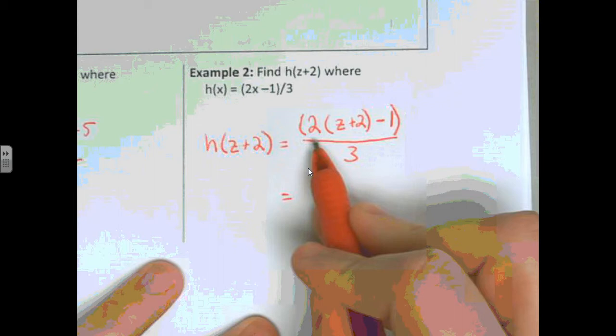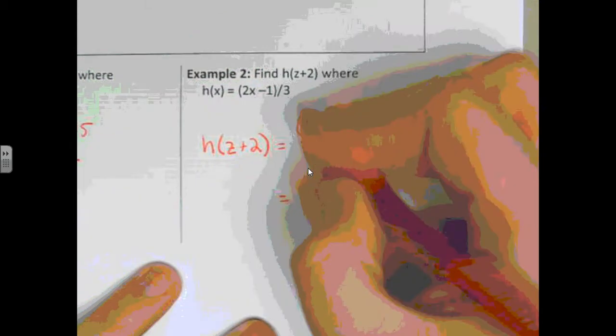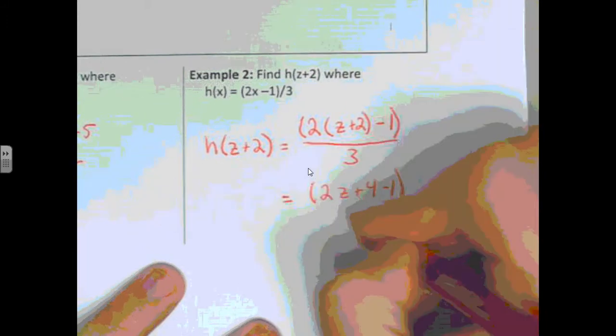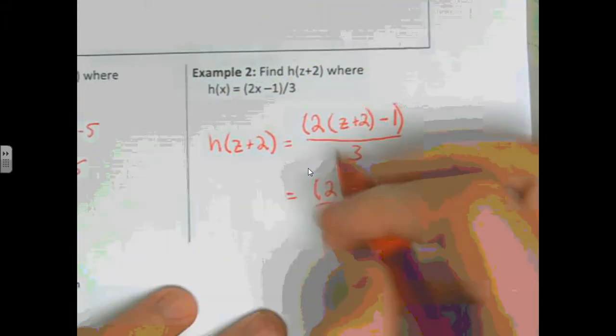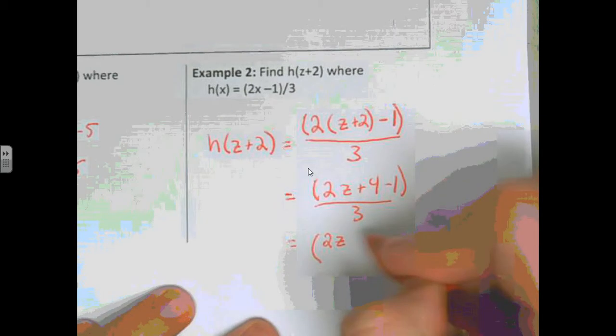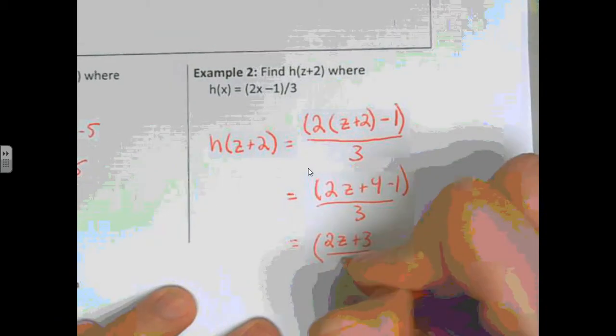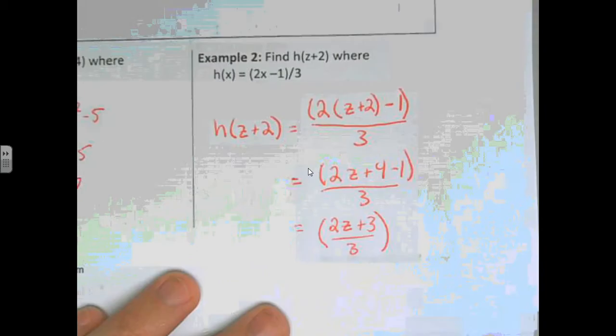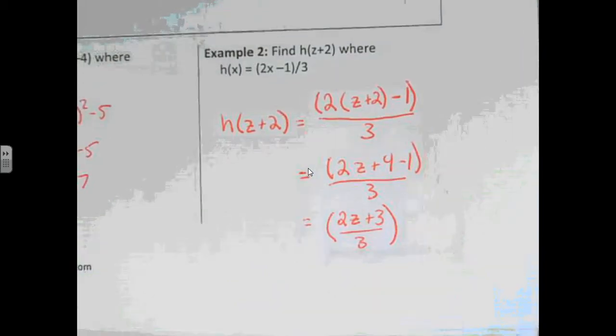All right. So, I distribute that. So, we're going to do 2z plus 4 minus 1 over 3. 2z plus 3 over 3. You could leave it like that.